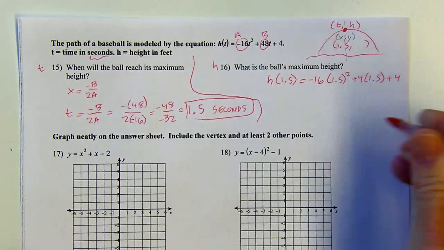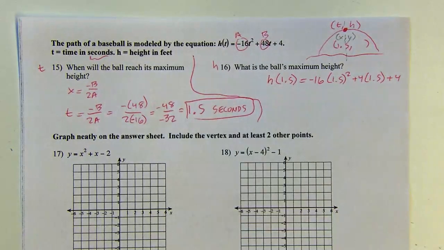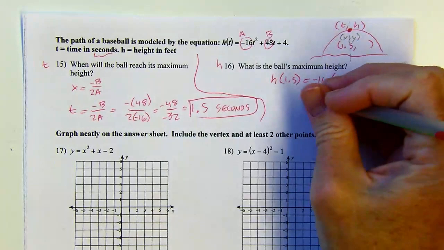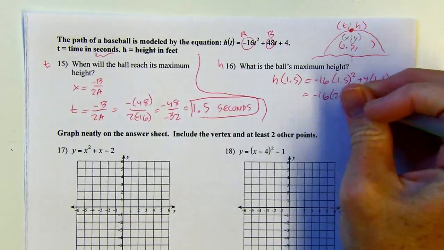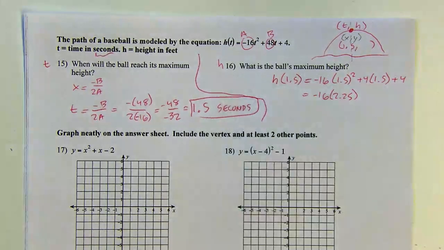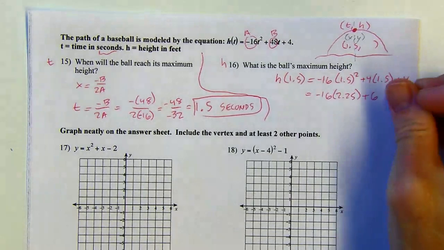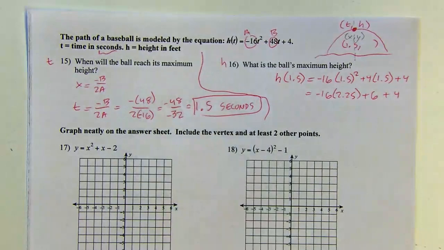Okay, and then it's just PEMDAS. So I'm going to do the squaring first. Let's see, 1.5 squared is 2.25. And this is 6. 4 times 1.5. Okay.